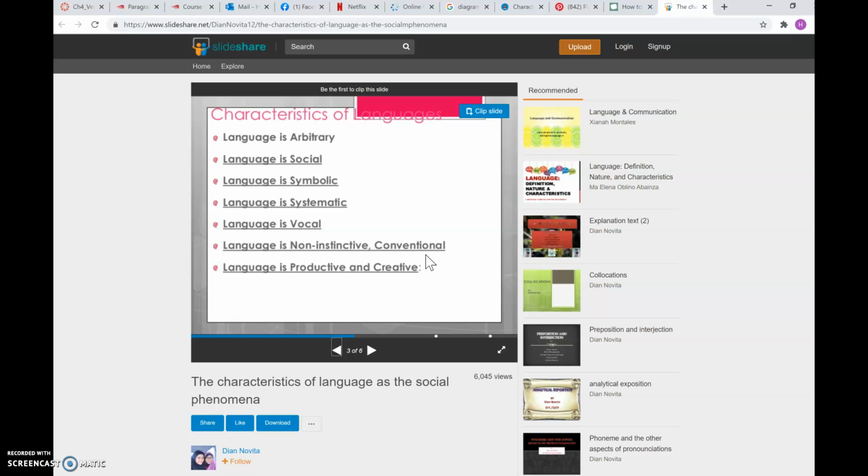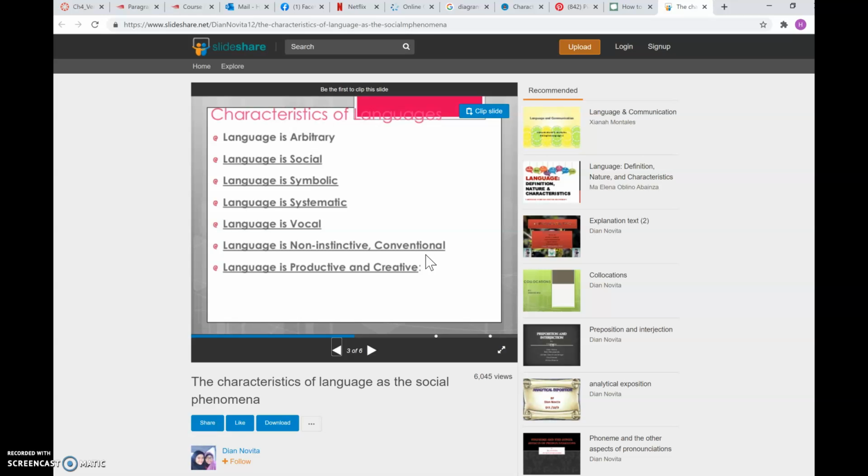So language is arbitrary. Language is social. That means that it is something we use to communicate with each other. It is symbolic. That means that there are letters that represent sounds or words that represent meanings. These are symbols for certain things. It is systematic, meaning that there are rules to it, that certain things stand for other things, that you have rules for grammar, you have conventions.